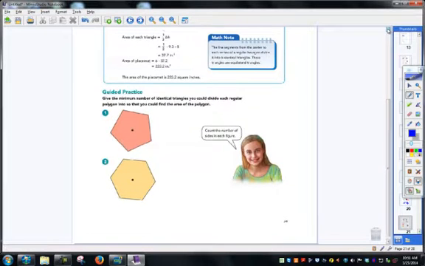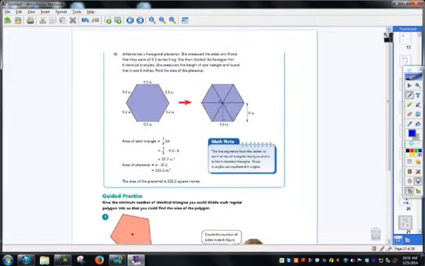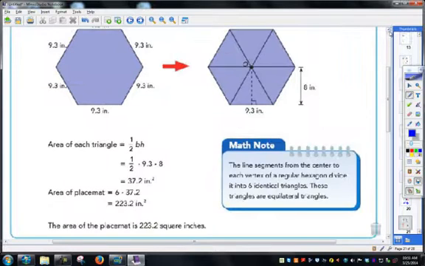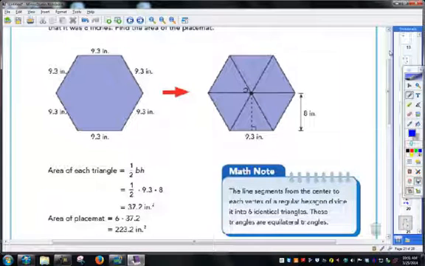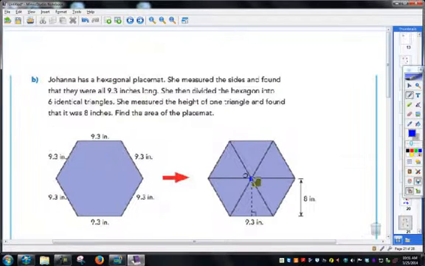Let's do another one here. Let's look what this one's all about. It's the same thing. I'm not going to go through it all the way. Just going to go quick. But you can see they took it and they divided it up. They drew the center on there. Okay, there's the center. Okay, and then they created 6, because this is a hexagon, 6 equivalent triangles.